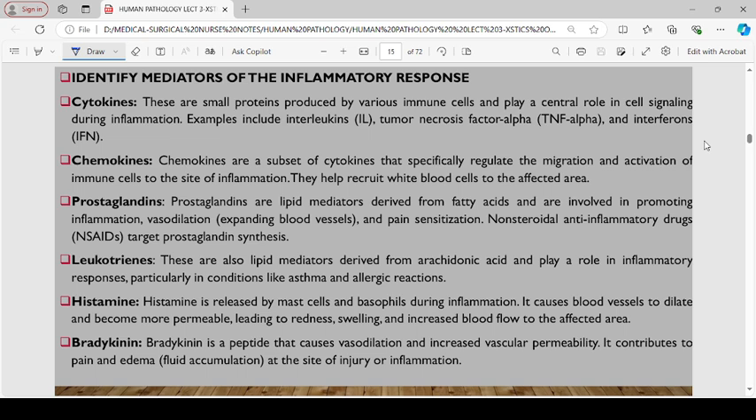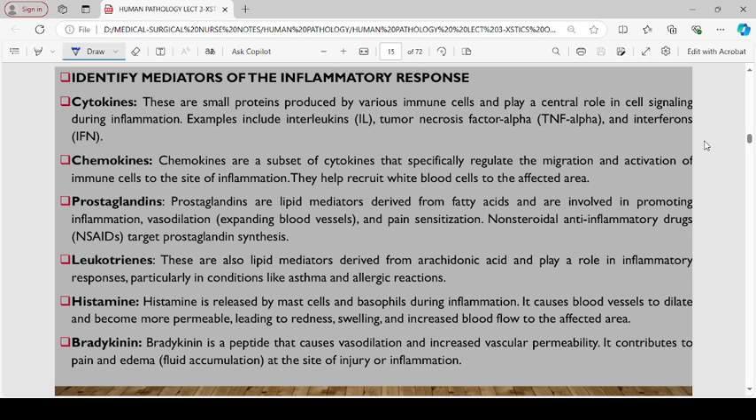Number two, we have chemokines, and chemokines are mediators, a subset of cytokines that specifically regulate migration and activation of immune cells to the site of inflammation. So chemokines normally help recruit white blood cells to the affected area, and white blood cells will be very key, especially the neutrophils, for phagocytosing the injurious agents.